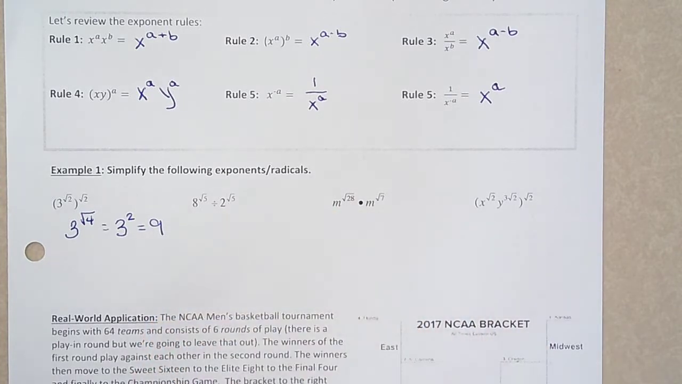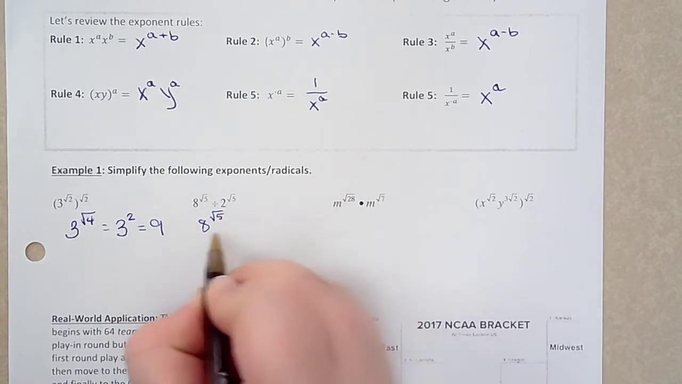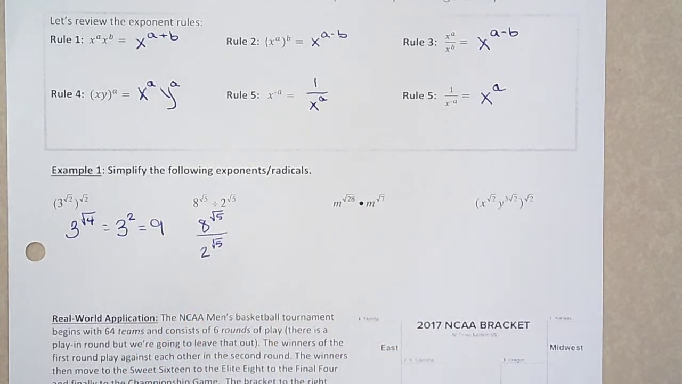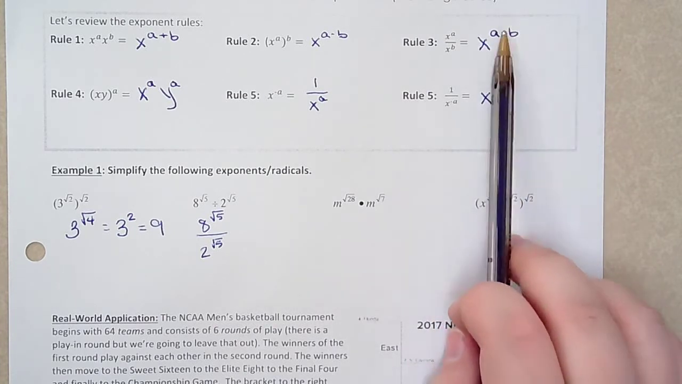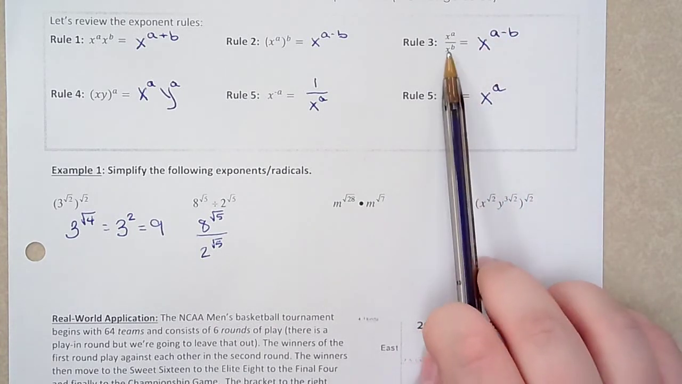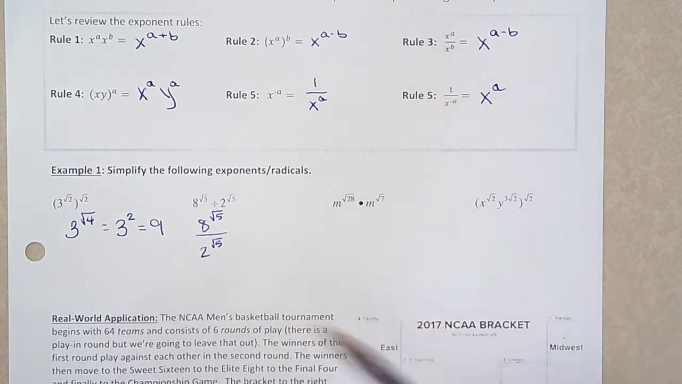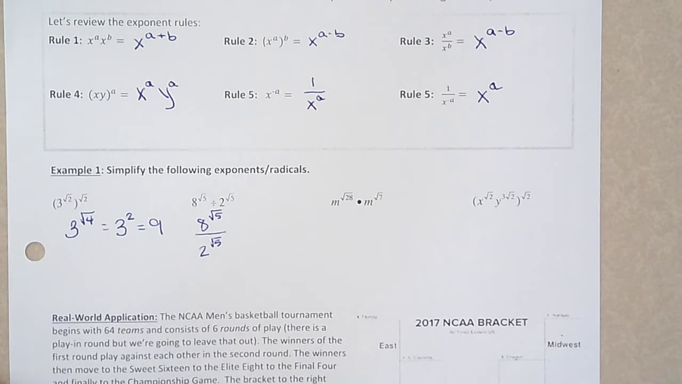This next one, when we divide, we have to change this around a little bit. I'm actually going to write it as a fraction like this. I think this sometimes helps us. Now this looks a lot like our rule 3 where we want to subtract the exponents, but we can only do that if we have the same base. You'll notice 8 and 2 are not the same. So before I can just subtract those exponents, I have to rewrite one of these to get the same base.